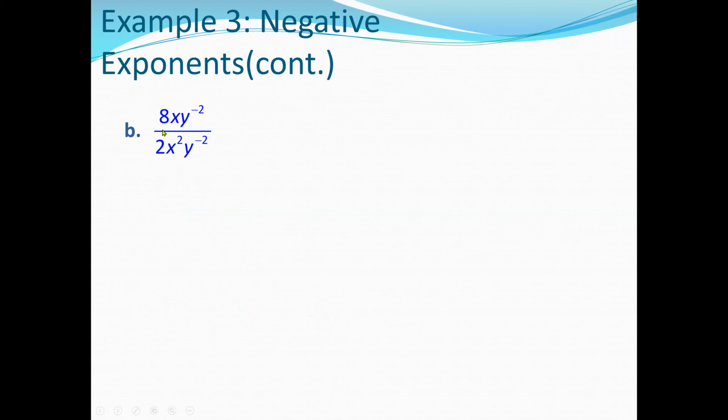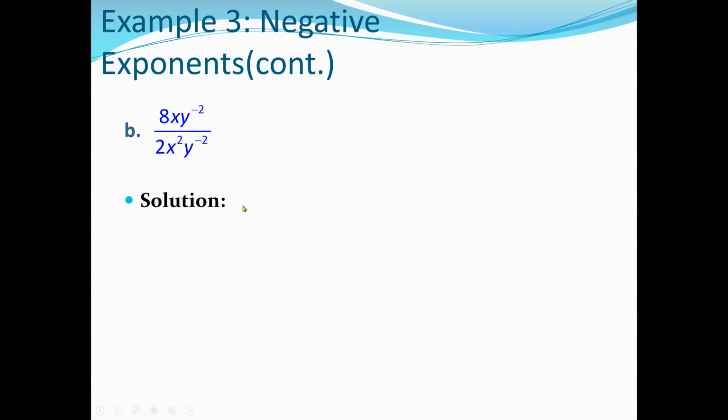Let's try another one. So here we have 8x y to the power negative 2 divided by 2x squared y to the power negative 2 also. Since we have negative 2, the same exponent, we can cancel the y terms. That will be the quick way. And also 2 can go into 8 is 4. Then here we have x, 1 minus 2. So we get 4x to the power negative 1. So finally, our answer will be 4 over x.